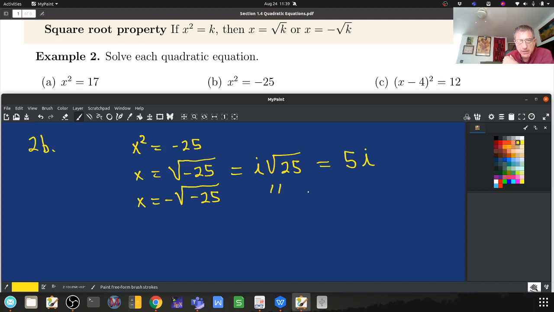And by a similar line of reasoning, the minus square root of minus 25 is minus 5i as well. So in this case, our solution set would have 5i and minus 5i. You might be curious, and I would be so pleased if some of you were asking, do complex numbers have a sense of negatives and positive? And the answer is no and yes.